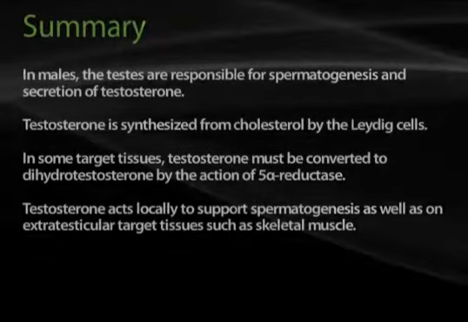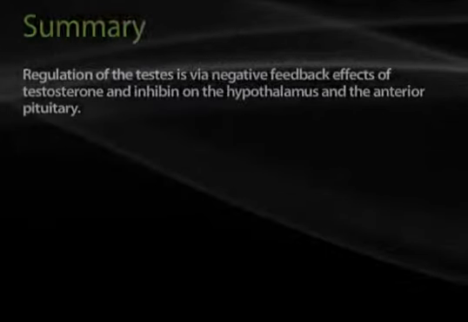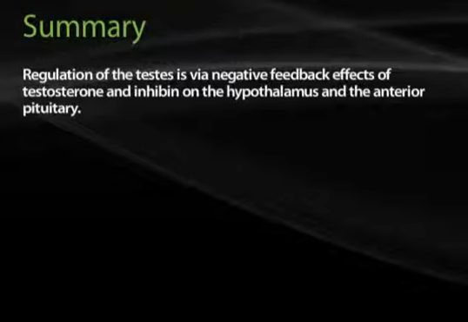In males, the testes are responsible for spermatogenesis and the secretion of testosterone. Testosterone is synthesized from cholesterol by the Leydig cells. In some target tissues, testosterone must be converted to DHT by the action of 5-alpha reductase. Testosterone acts locally to support spermatogenesis, as well as on extratesticular target tissues such as skeletal muscle. Regulation of the testes is via negative feedback effects of testosterone and inhibin on the hypothalamus and the anterior pituitary.